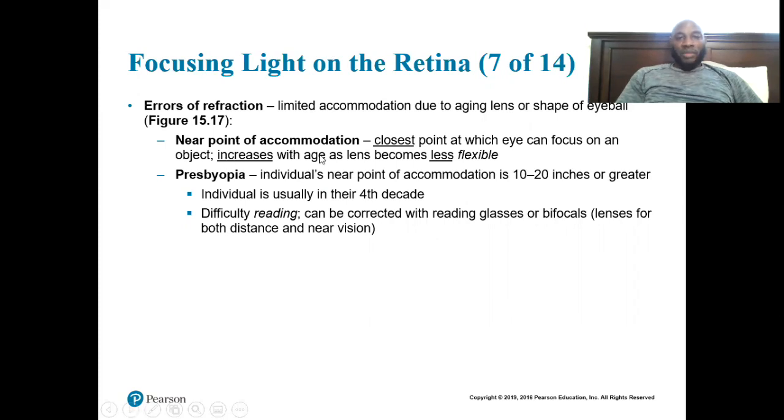The near point of accommodation, the closest point at which the eye can focus on an object, increases with age as the lens becomes less flexible. So it's not as flexible. It's harder to focus.